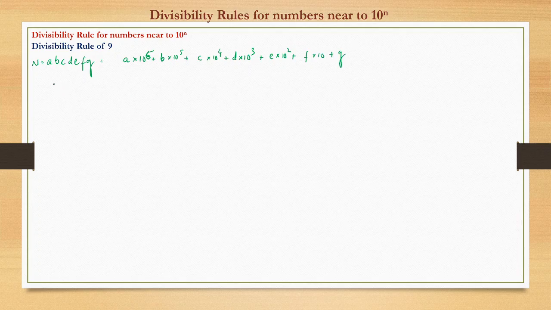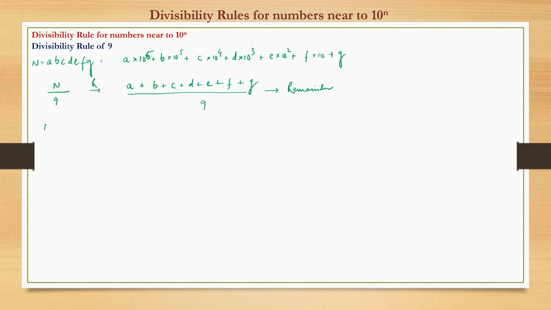So this number will be divisible by 9 only when, now we divide all the terms by 9. All the terms have a power of 10, so those 10 raised to power n will give a remainder of 1. So what remains as the remainder will be a plus b plus c plus d plus e plus f plus g. If this is divided by 9, then whatever the remainder is, that is the remainder we will get. So this we have seen.